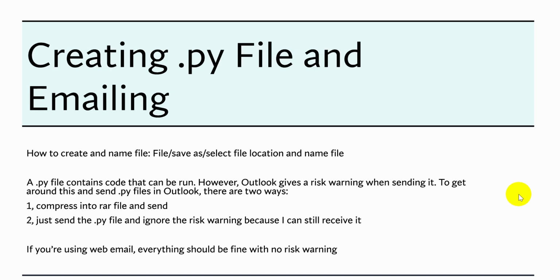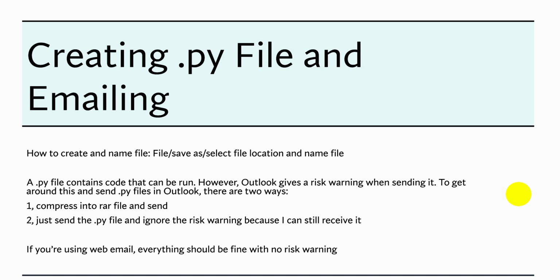How to create .py file and email it. How to create a name file. You open the Python shell and do File, Save As, and then select File Location and name the file. A .py file contains code that can be run.